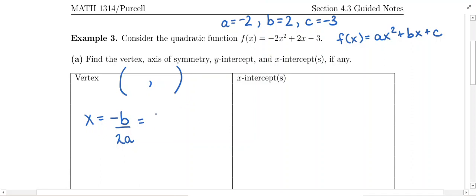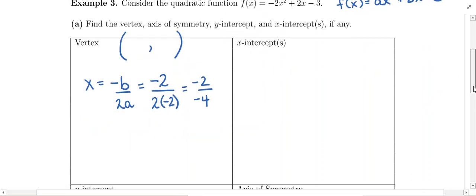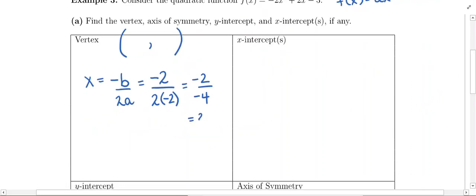So let's do it. In the numerator, we're going to have negative b. Negative, that's part of the formula, and then b is 2. And then in the denominator, we're going to have 2 times a. A is negative 2. Always be careful with your signs. This is going to be negative 2 over negative 4. Negative divided by negative will be positive, so positive 2/4, which reduces to 1/2. Okay, so there you go. That's your x coordinate.